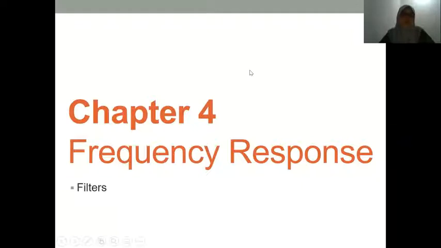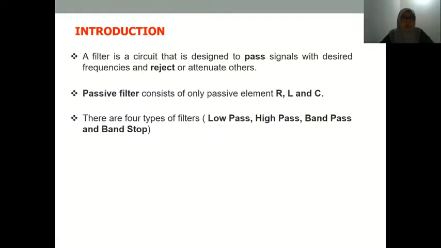Okay, class. We are now in our last part of chapter 4, still on frequency response, but on filter types. As an introduction, a filter is a circuit that is designed to pass signals with a desired frequency and also reject or attenuate others. Passive filters consist of only passive elements R, L, and C.